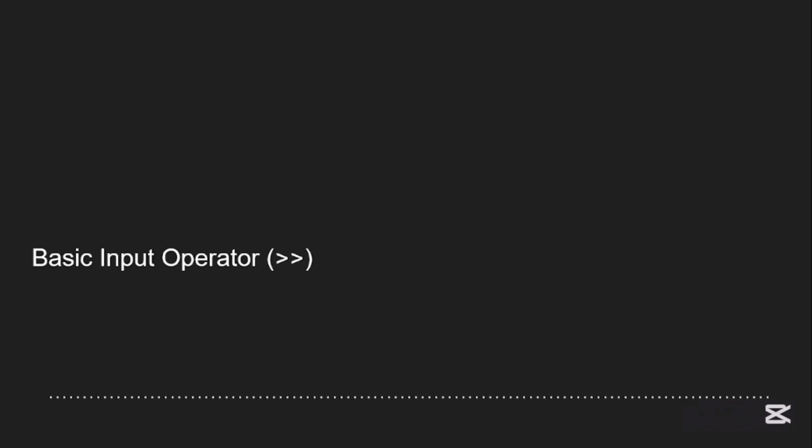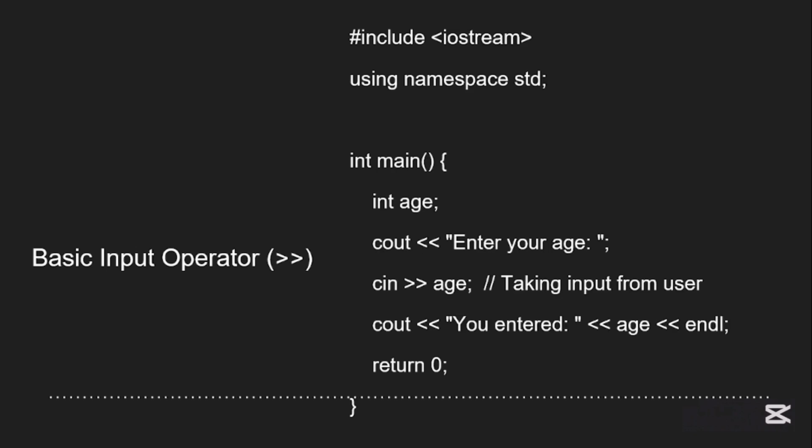You can understand the concept very well from this code. Let's see this code: how we can take input from the user by using the extraction operator. The extraction operator is this type of operator, the greater-than sign, and it is known as the extraction operator that takes input from the user. This is the C++ code. In this code, let's see how we can take input from the user.